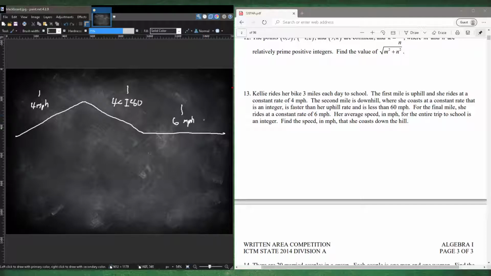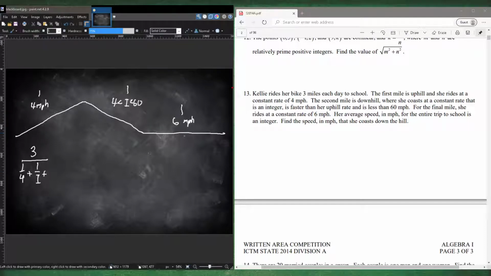So her average speed is an integer. Find the speed when she coasts down the hill. So our speed downhill is an integer, and our average speed is an integer. Our average speed is calculated by total distance divided by total time. So total distance is 1 mile, 1 mile, 1 mile, so that's 3 miles. And for our time, the time to go up is 1/4, because 1 divided by 4. And the time to go down is 1 divided by I.